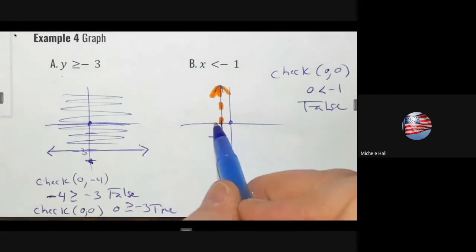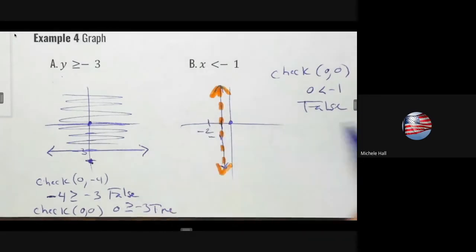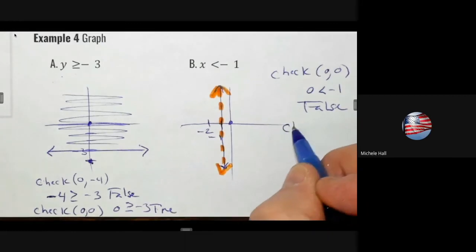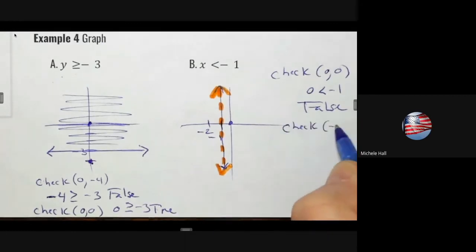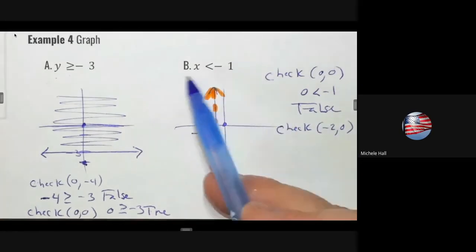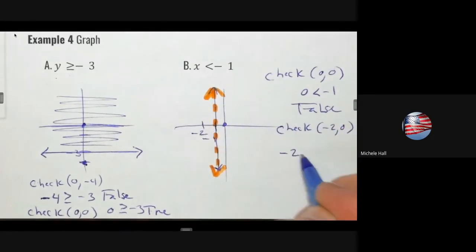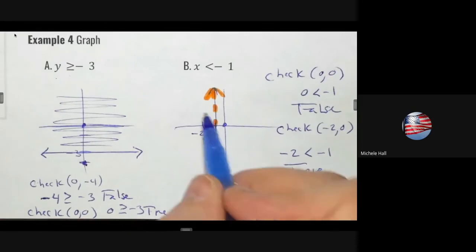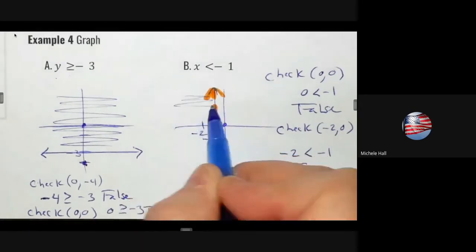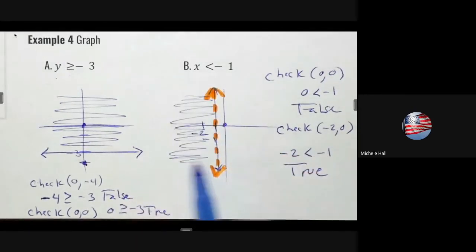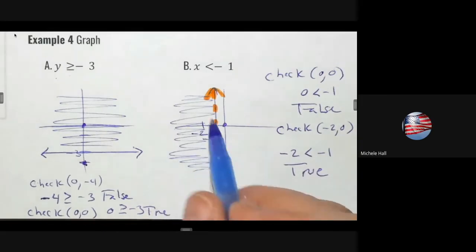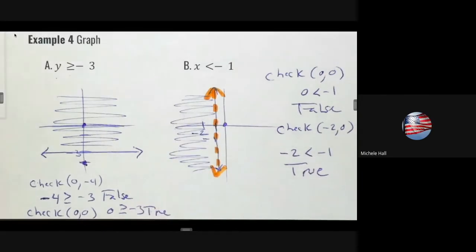Let's choose a point on the other side. Let's choose -2, 0. So when I substitute in that x is -2, it says -2 is less than -1. That is a true statement. So we are going to shade on this side. That is where all the solutions are, an infinite number of solutions to the inequality.